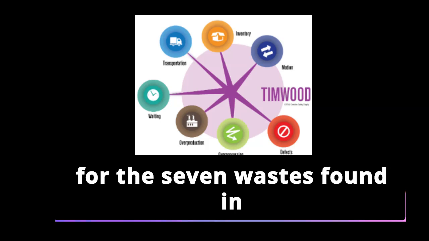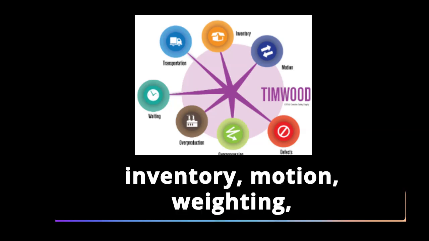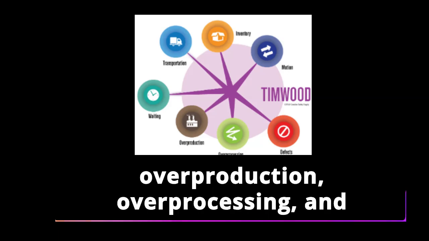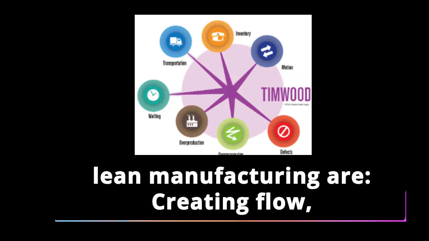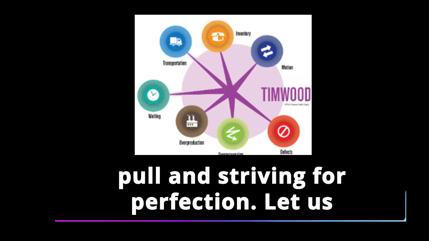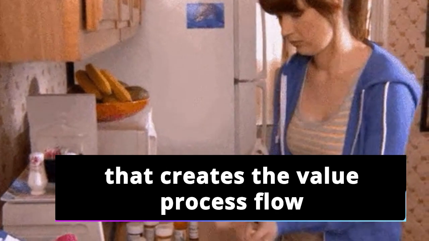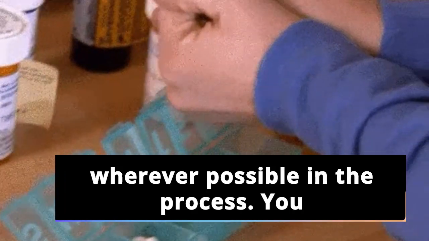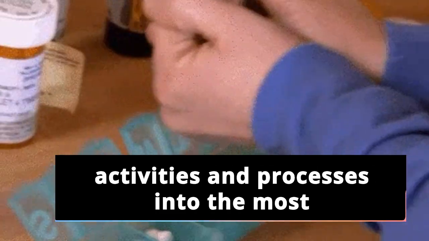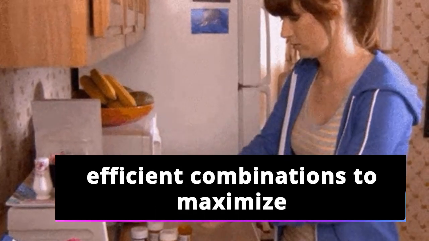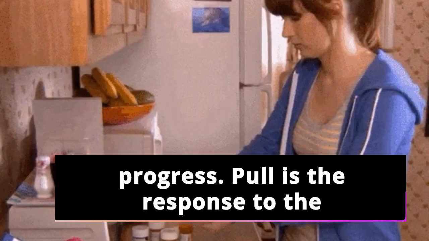TIMWOOD is an acronym for the 7 wastes found in manufacturing. These wastes are transportation, inventory, motion, waiting, overproduction, overprocessing, and defects. Some of the principles of lean manufacturing are: creating flow, pull, and striving for perfection. Let us see them in detail. Creating flow creates the value process flow wherever possible in the process. You can use one-piece flow by linking all the activities and processes into the most efficient combinations to maximize value-added content while minimizing waste. The waiting time of work in progress.